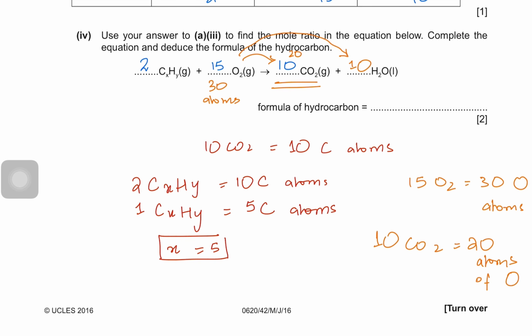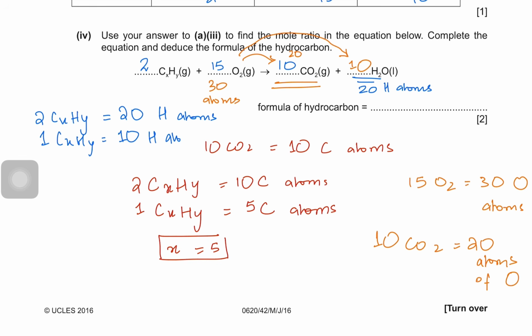So how much hydrogen is there? 20 hydrogen atoms. It means 2 times the hydrocarbon involves 20 hydrogen atoms. So a single hydrocarbon will involve 10 hydrogen atoms. So y is equal to 10. It means the formula is C5H10. I would really recommend rewatching this portion if you had any difficulty with the quick math here.